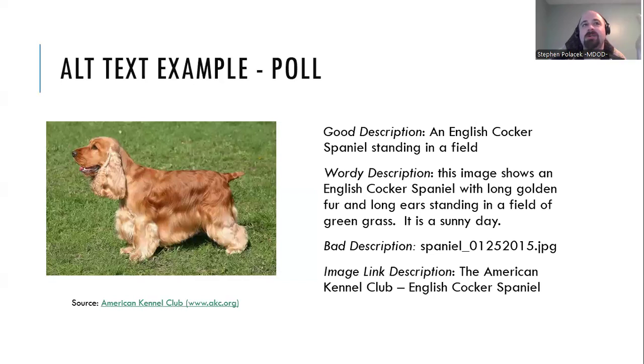Since if I had made the image a link to this article, I'd want to put that in the description. So the American Kennel Club English Cocker Spaniel, so that the user understands they're going to the article on this breed at this organization's website, because that's where I pulled it from. So that's where a good description for an image link would come into play. I hope that was clear to everyone.